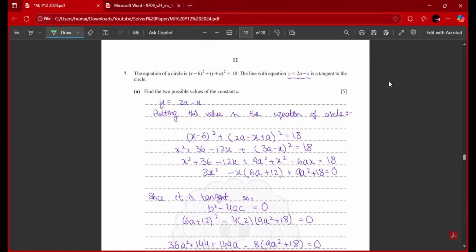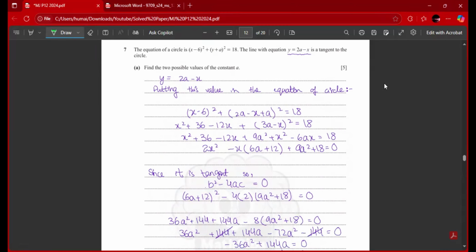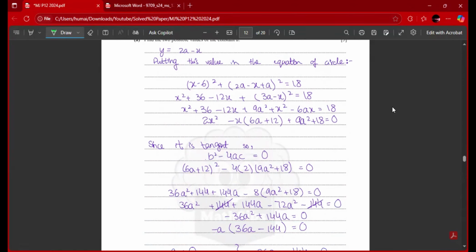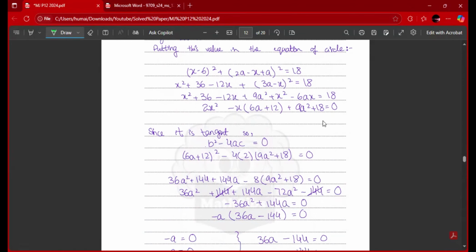So y is equal to a minus x. We put this value in the equation and replace our y. We get x minus x squared. We solve it, simplify it, open the brackets, and we are left with this equation. So now what are we supposed to do?